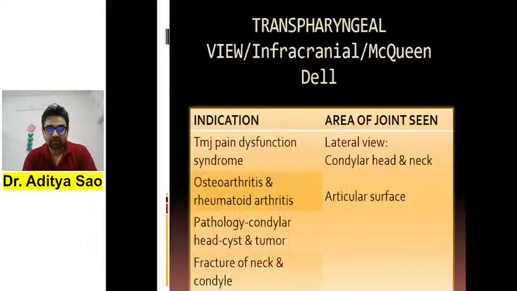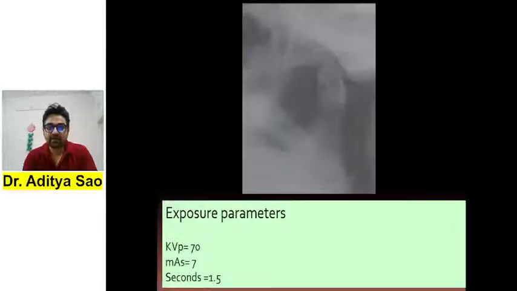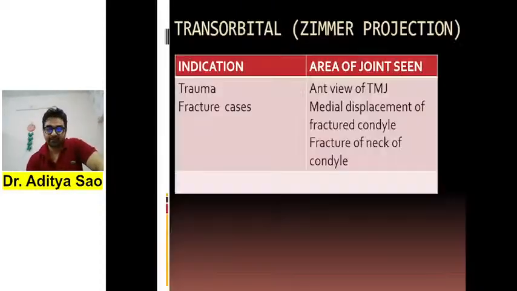Next comes your transpharyngeal view. In this view you are going to see this whole area, not just this area, the whole area of the condyle and some part of the ramus. Why is it called transpharyngeal? Because we tell the patient to breathe in, so that the areas behind the condyle appear black due to accumulation of air.